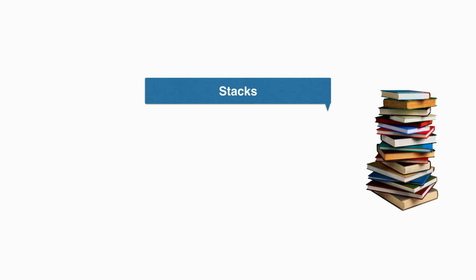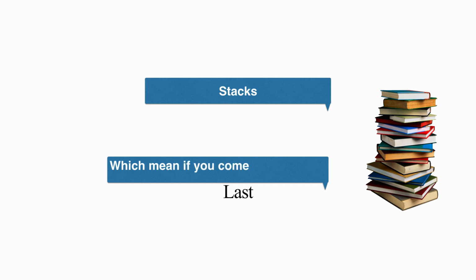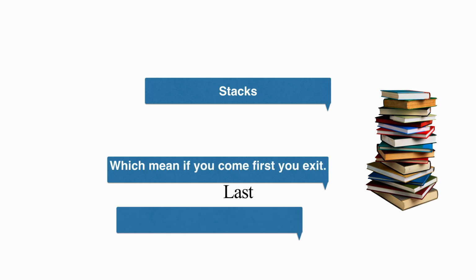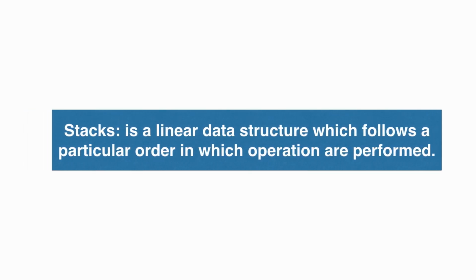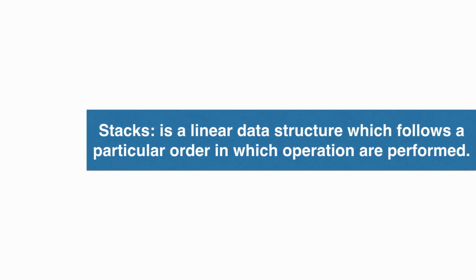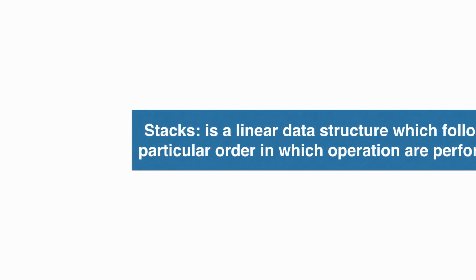So a stack is inspired from a stack of books. The first book that you place in a stack is the last one to come out, and the book that you place last on the stack is the first one to come out. So it's first in, last out, or last in, first out. So what is a stack? A stack is a linear data structure which follows a particular order: last in, first out. That's simple.